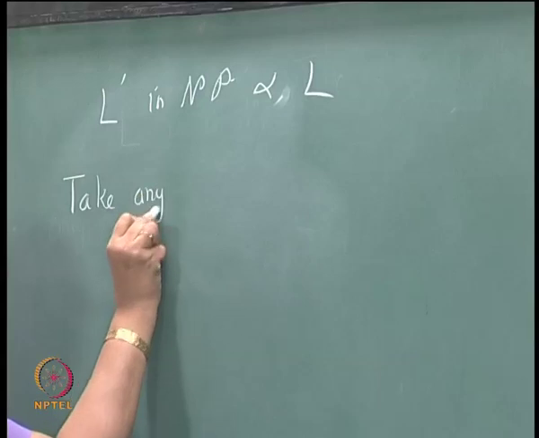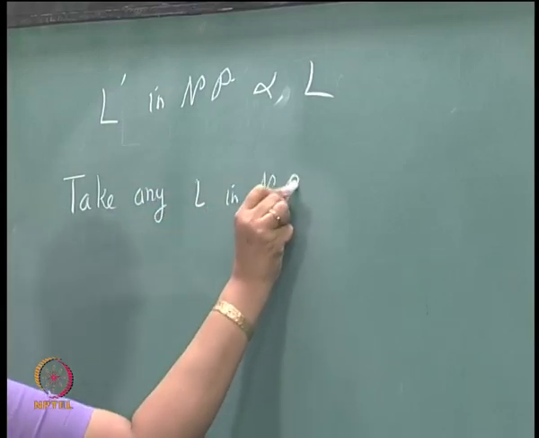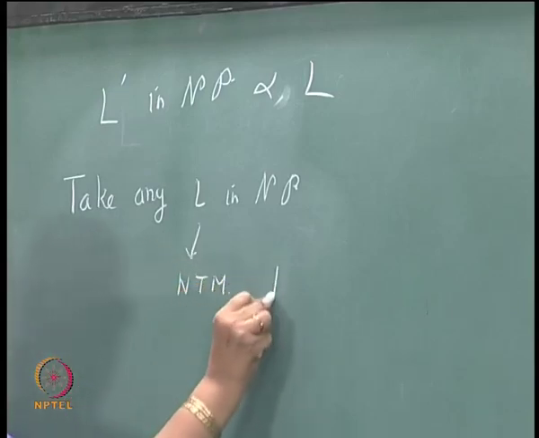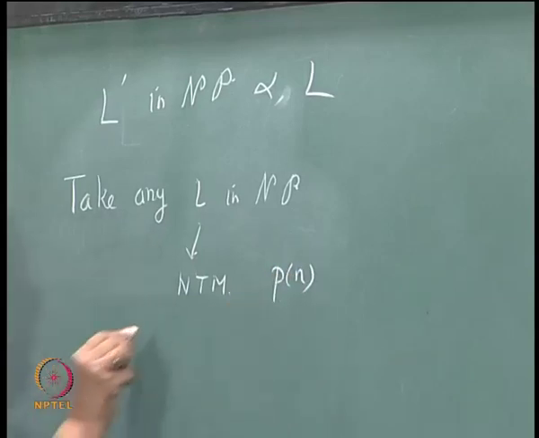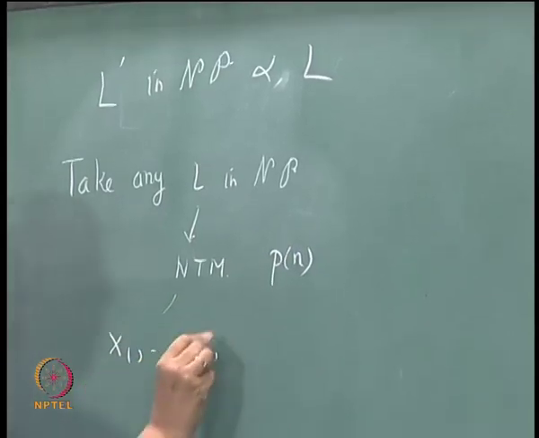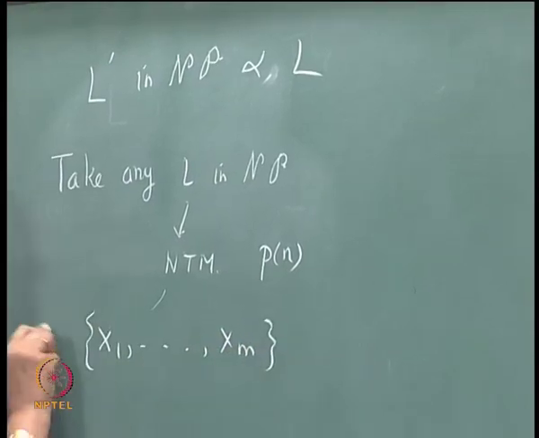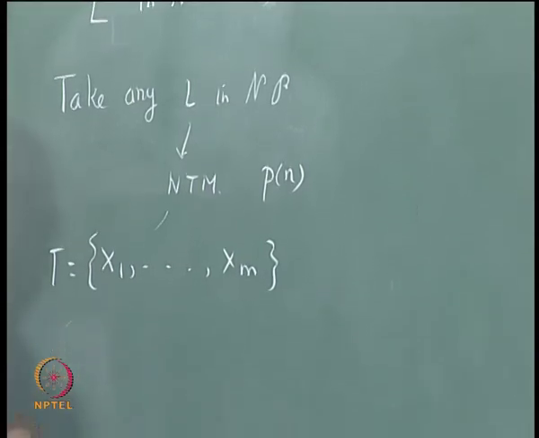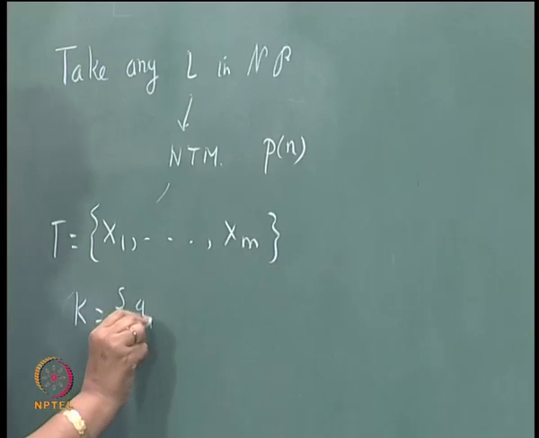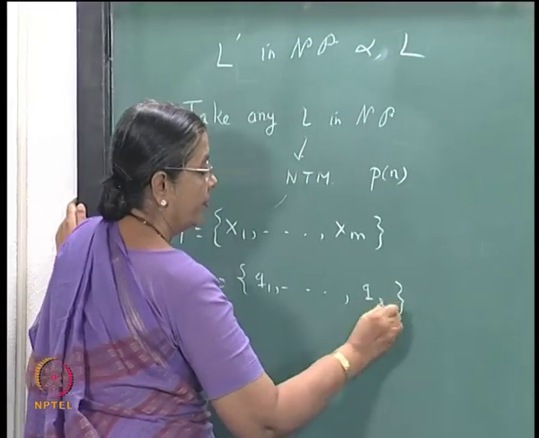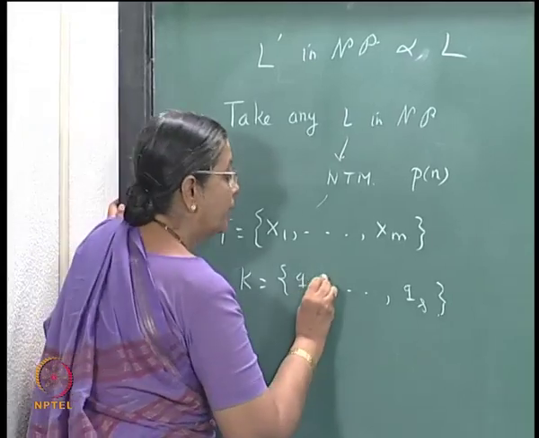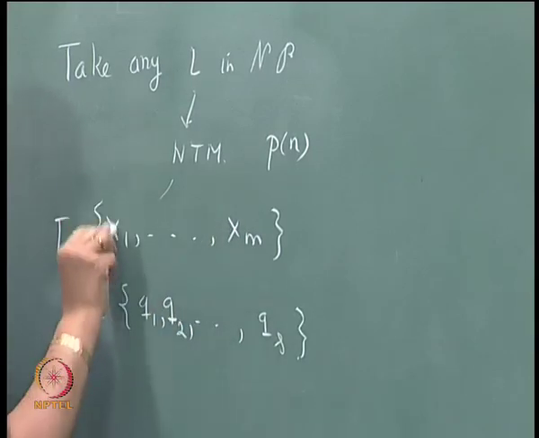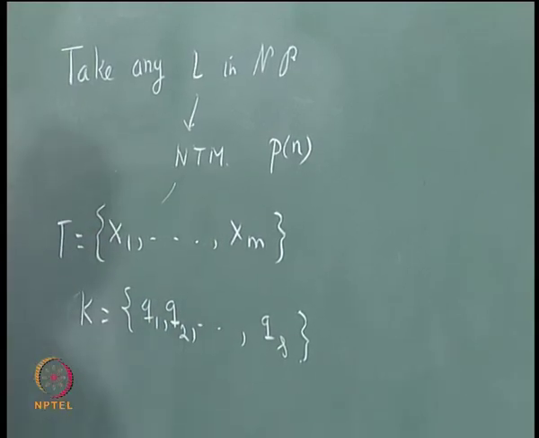For that, take any language L in NP. L is accepted by a non-deterministic Turing machine in polynomial time Pn, and it has the symbols x1, x2, up to xm. This is the tape alphabet, and the set of states is given by q1, q2, up to qs. Now q1 is taken as the initial state and q2 is taken as the final state. x1, x2, xm are the symbols. This is taken as the blank symbol.